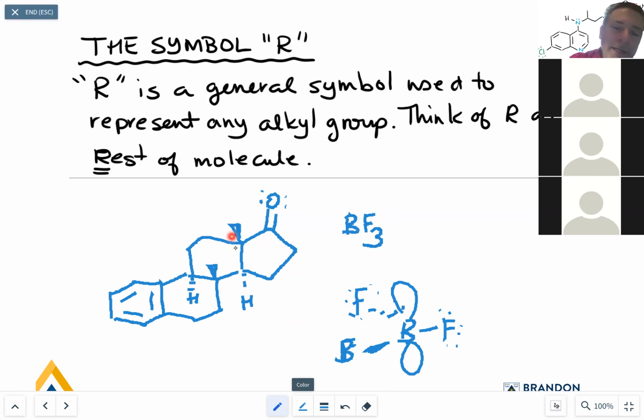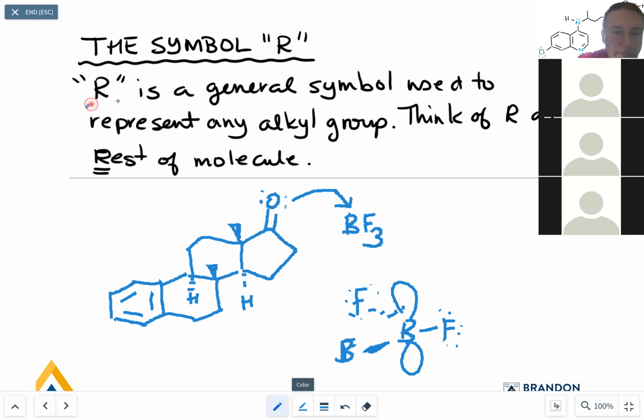So if we had this, I've sort of drawn a steroid here. Steroids have got the basic structure of a series of 6-membered rings connected and then a 5-membered ring on the end of it. And let's pretend that this is doing a reaction with BF3 and it makes its product. Now, the time I spent drawing this ginormous steroid takes quite a bit of effort, right?